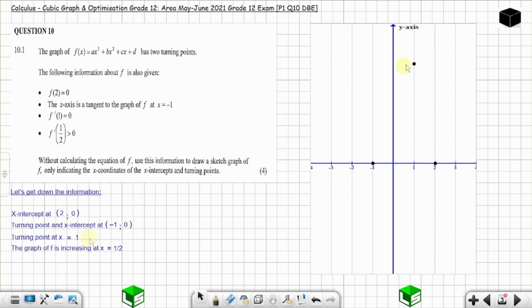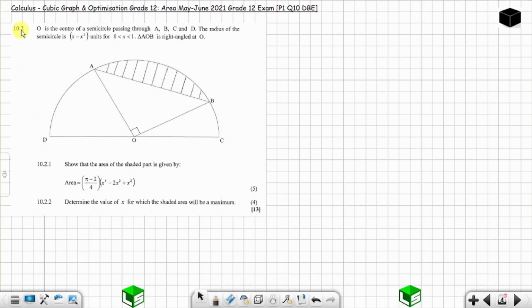For now, you can put the point above 1, above 1 and above the x-axis. So the graph will be like this. Can you see? So you can see the graph is increasing at x is equal to a half. A half is there and the graph is increasing, so it's going up at x is equal to a half. So this is the graph.